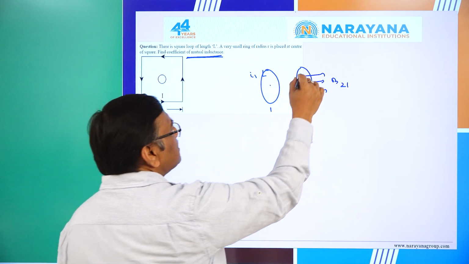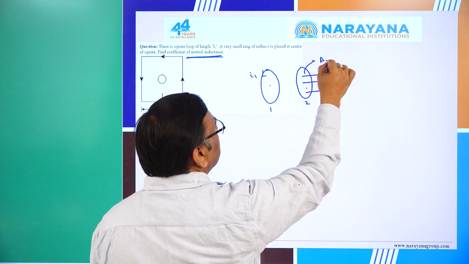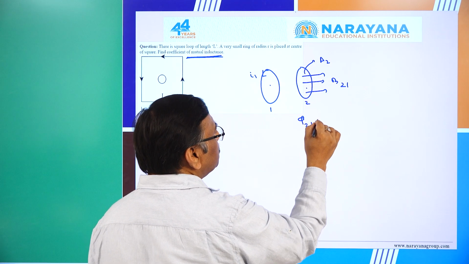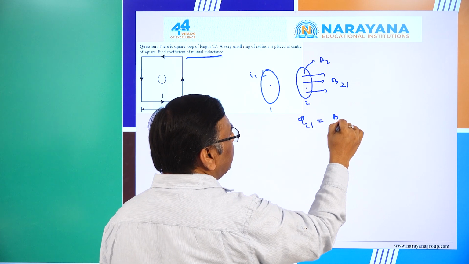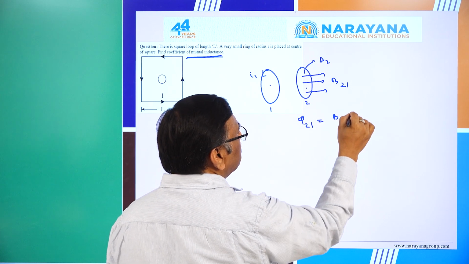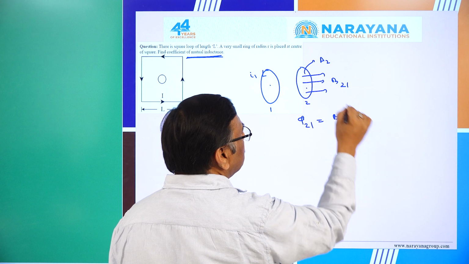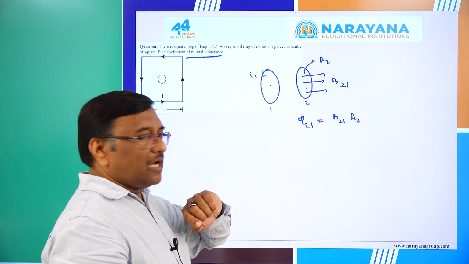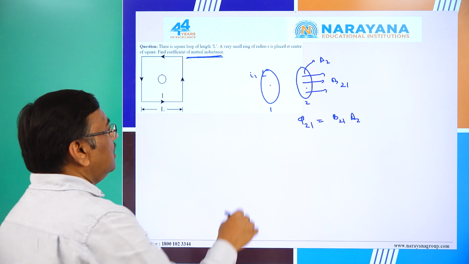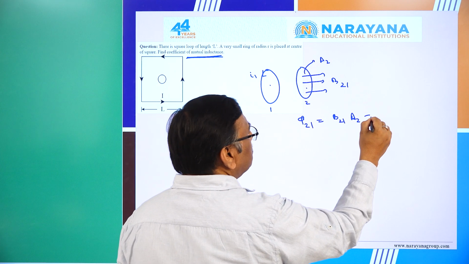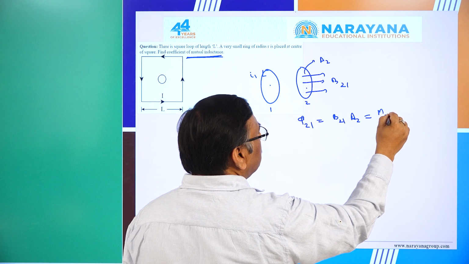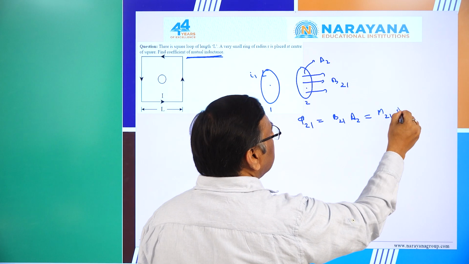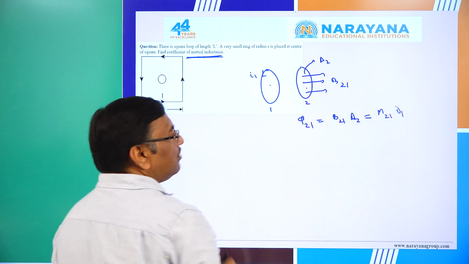If my area of this is going to be something like A2, the flux associated with the second is phi 2 due to 1, which is the magnetic field at 2 due to 1 into the area of this loop, that is A2. Once we write this flux, the definition says this flux should be equal to the mutual inductance of 2 due to current in 1, into the current in the primary, I1.